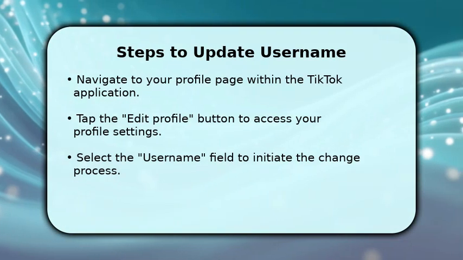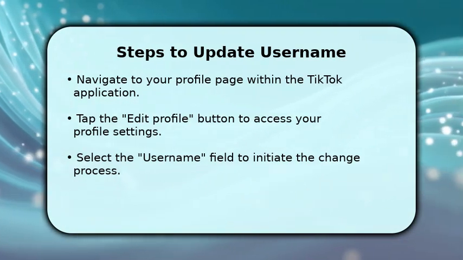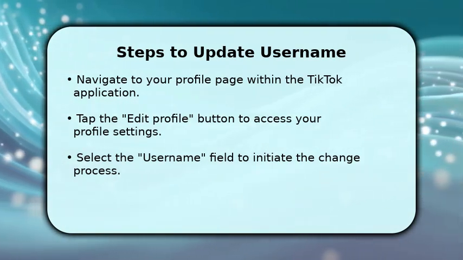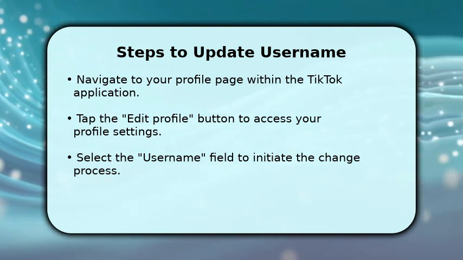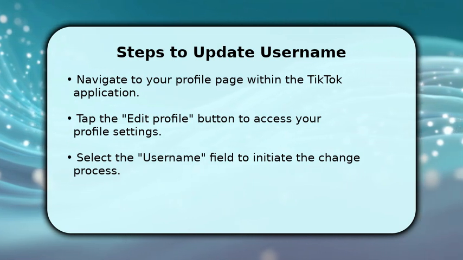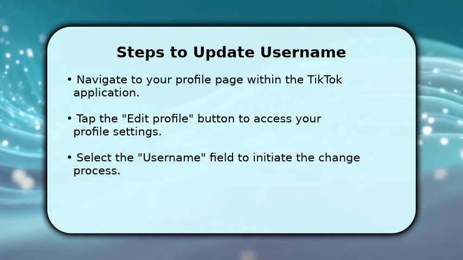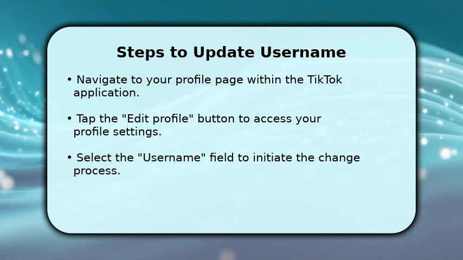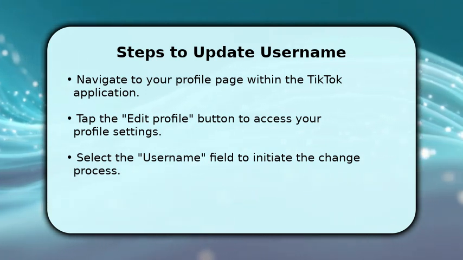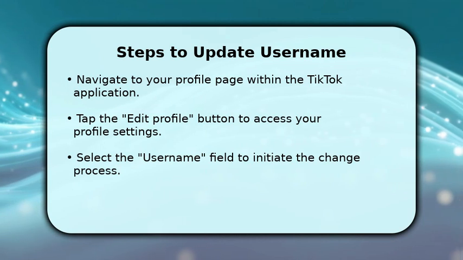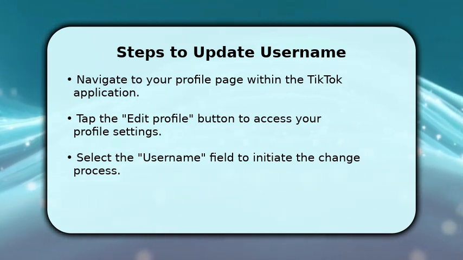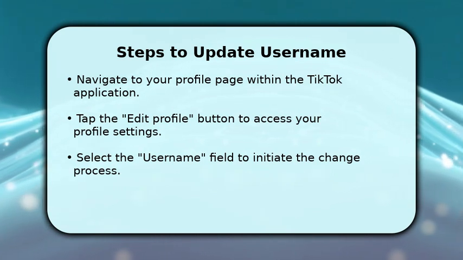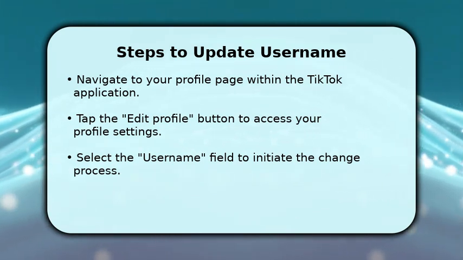To update your username, begin by opening the TikTok application and navigating to your profile page. Once there, tap the Edit Profile button. You'll then see a field labeled Username. Select this field. Now, carefully type in your desired new username. Remember, it must be unique and available. If it is, confirm your selection. Just be aware that once you change it, you'll need to wait 30 days before you can change it again.